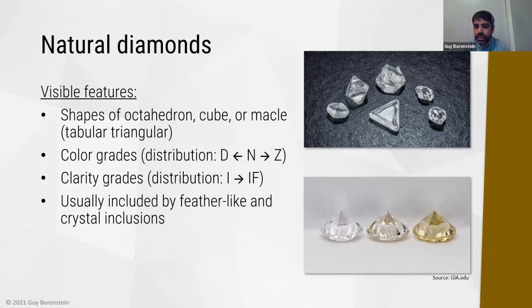Clarity is moving in a kind of growing tendency. We see that most of the diamonds will be around included, they will be highly included. And when we are moving towards internally flawless, we see less and less and less diamonds. When we're getting to internally flawless, it's very rare. And the inclusions that we see there are usually feather-like or crystal inclusions.